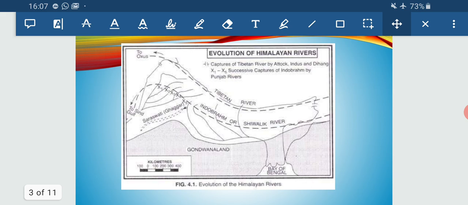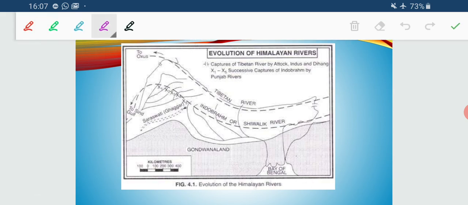Now you can see one map that has been shown over here. This map is just showing the part of the northern mountain. Now this evolution of the Himalayan river is a recent event, rather it has started nearly 5 to 24 million years ago. This was the period of Miocene.